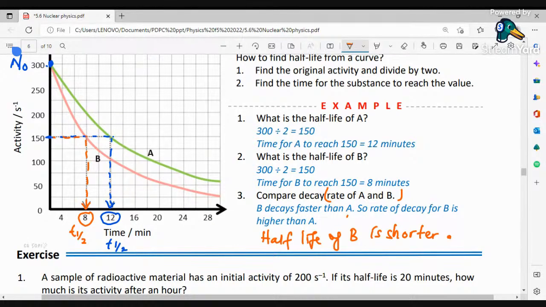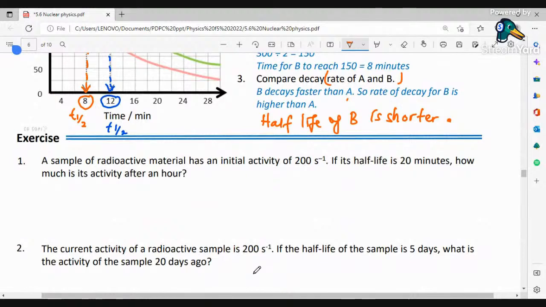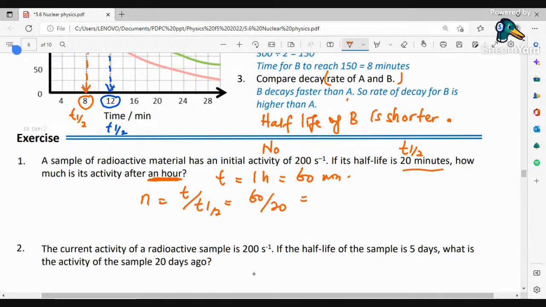Okay, exercise, dia tengok exercise. A sample of radioactive material has initial activity, so ini awal dia, N0. Half-life, T half, 20 minutes. How much is its activity after an hour? Okay, tengok. Half-life dia bagi minit, dia bagi time dalam hour. So you kena tukar lah. Time ialah 1 hour equals to 60 minutes. Number of half-life equals to time taken divided by half-life. Maksudnya ialah 60 divided by 20. So kita ada 3 half-life.